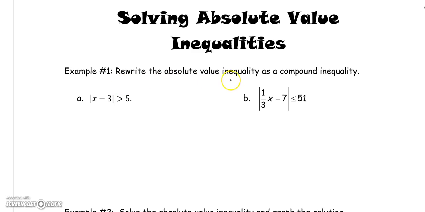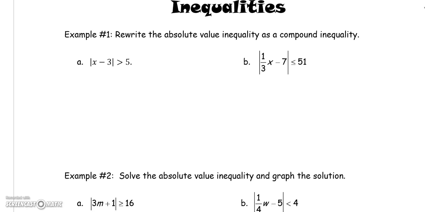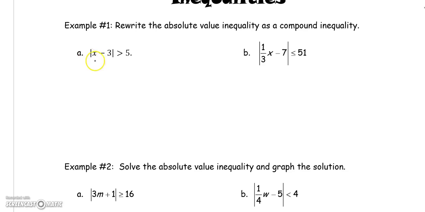First one says, rewrite the absolute value inequality as a compound inequality. So what we're looking for is, what is the absolute value of x minus 3 that is greater than 5? A couple things that we already know about absolute value: it's the distance away from 0. Since we don't know if x minus 3 is heading in the positive direction or the negative direction, we are going to split that into both directions. So we're going to have x minus 3 is greater than 5, and x minus 3 in the negative direction, so negative in parentheses x minus 3 is greater than 5.